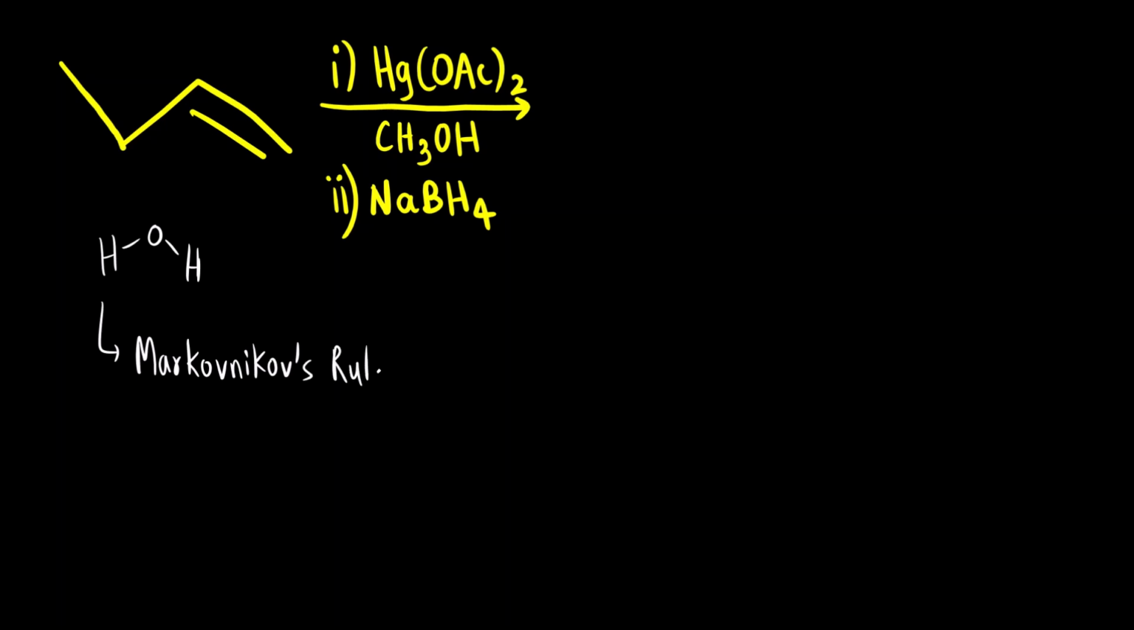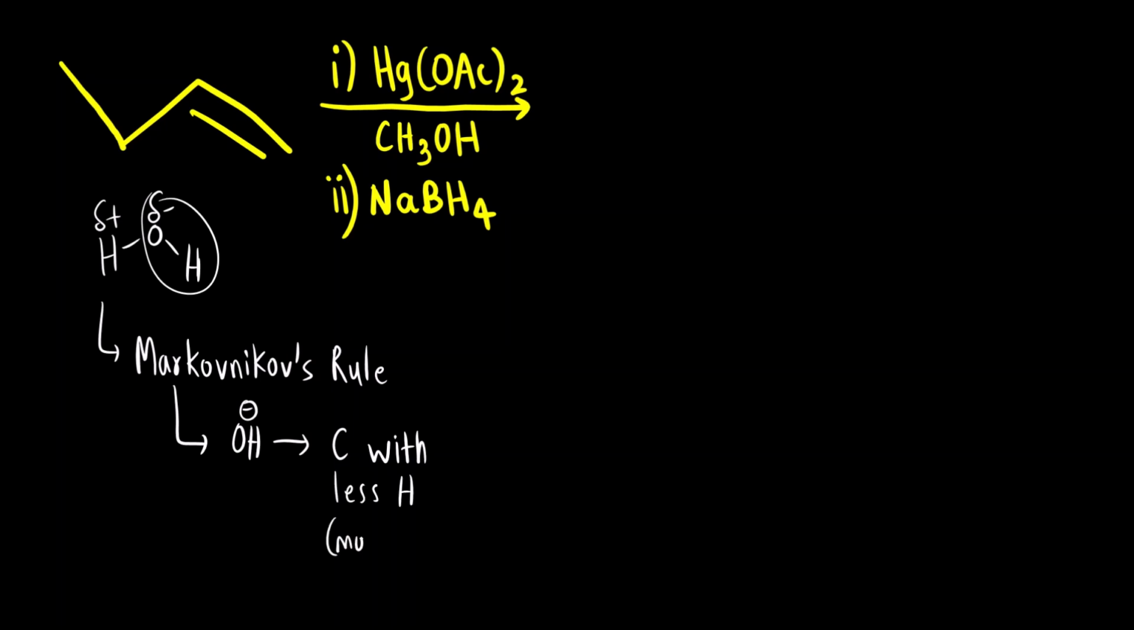Markovnikov's rule states that the negative part of the reagent, here oxygen is more electronegative, this is less electronegative. So negative part is OH minus. So here OH minus should be added at the carbon with less hydrogens, that is directly attached to less hydrogen. That means it is the more substituted carbon of the alkene, the more substituted carbon of the carbon-carbon double bond.